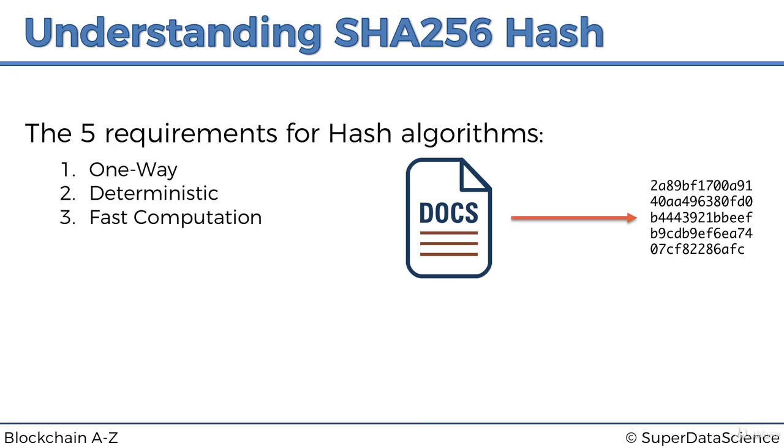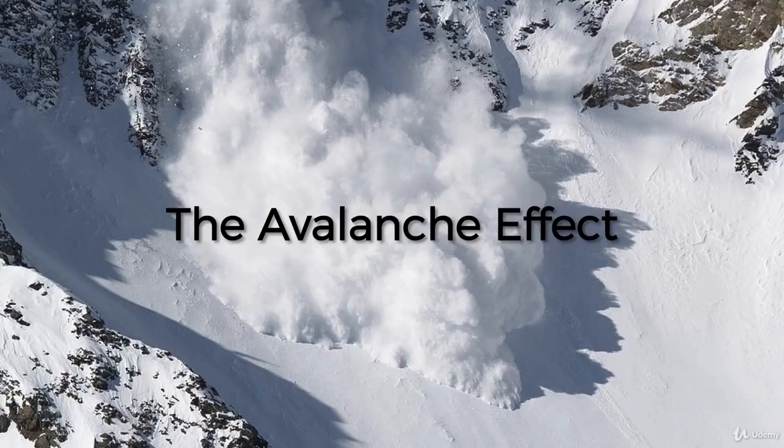The third requirement is it has to have fast computation, and we'll see throughout the course why that's important. And the fourth requirement is the avalanche effect. I specifically put an image here to ingrain this in our memory, so we remember that we saw this avalanche on the screen. It is an ultra important requirement of the hash algorithm. So let's see what it implies.